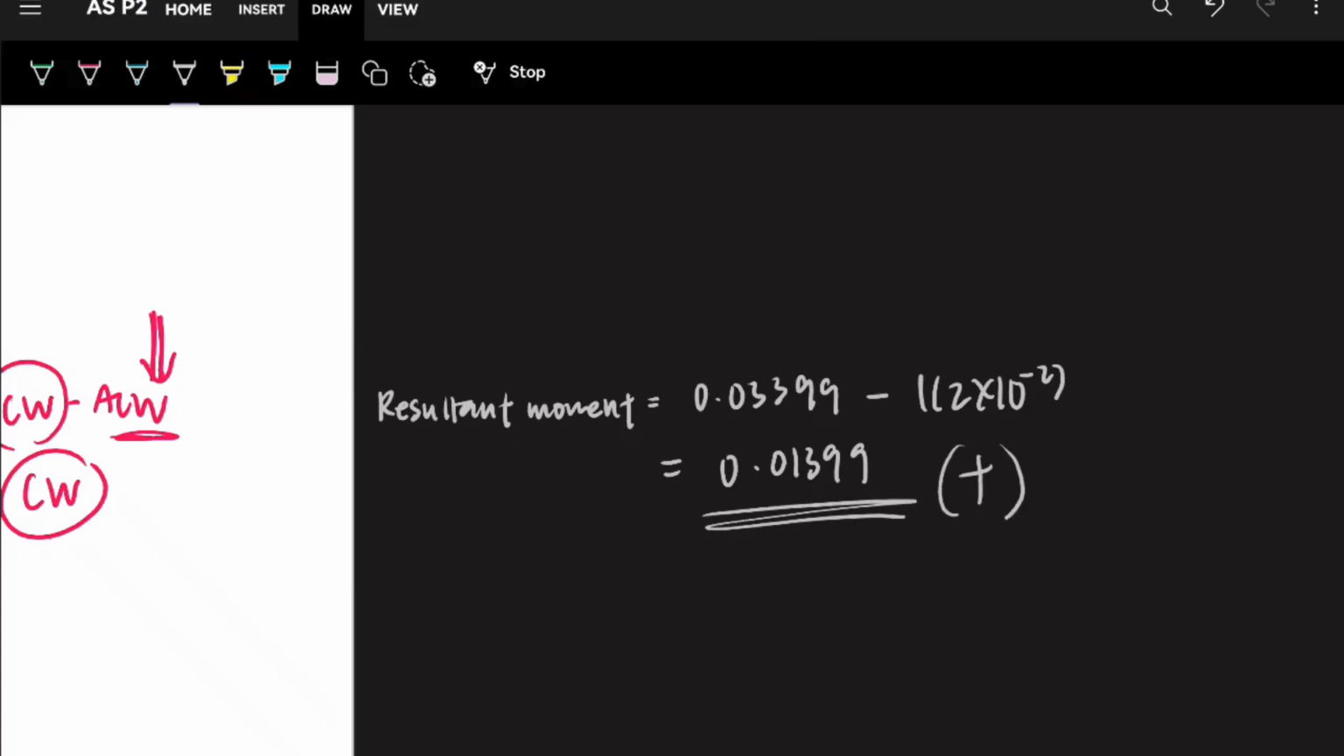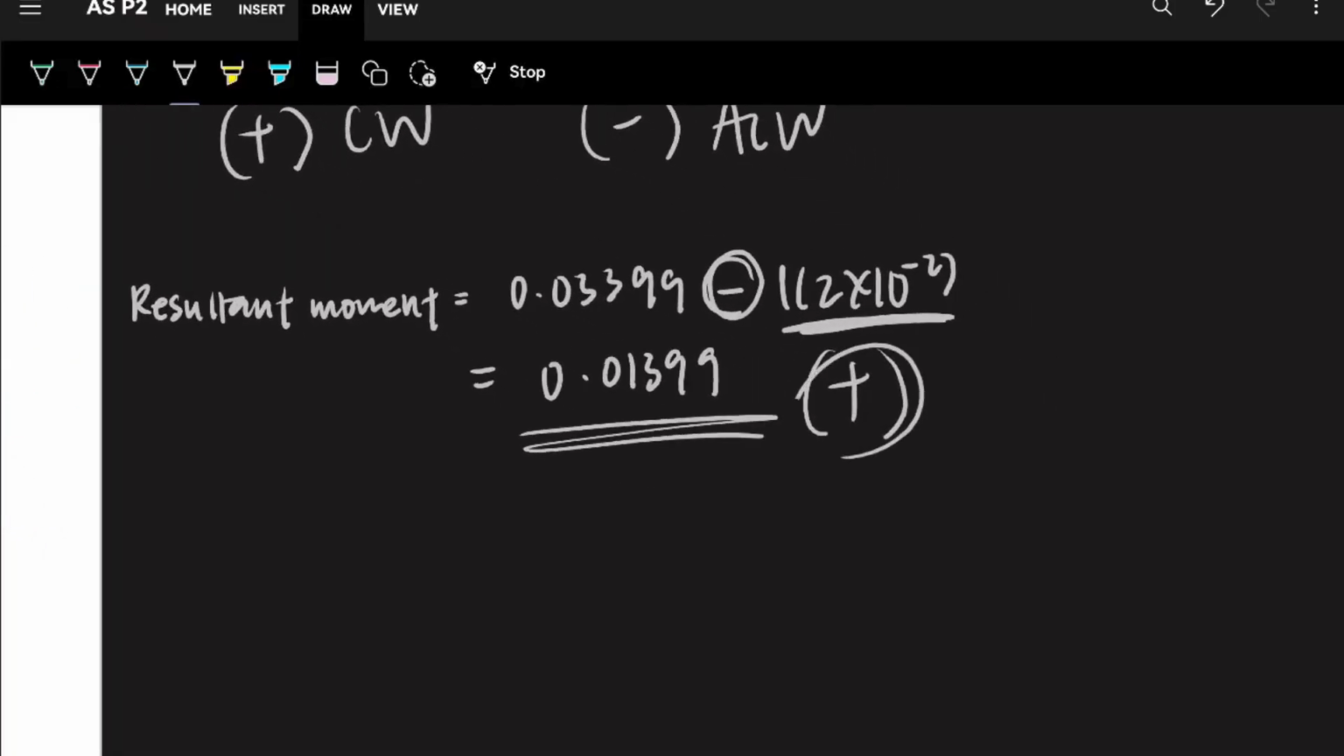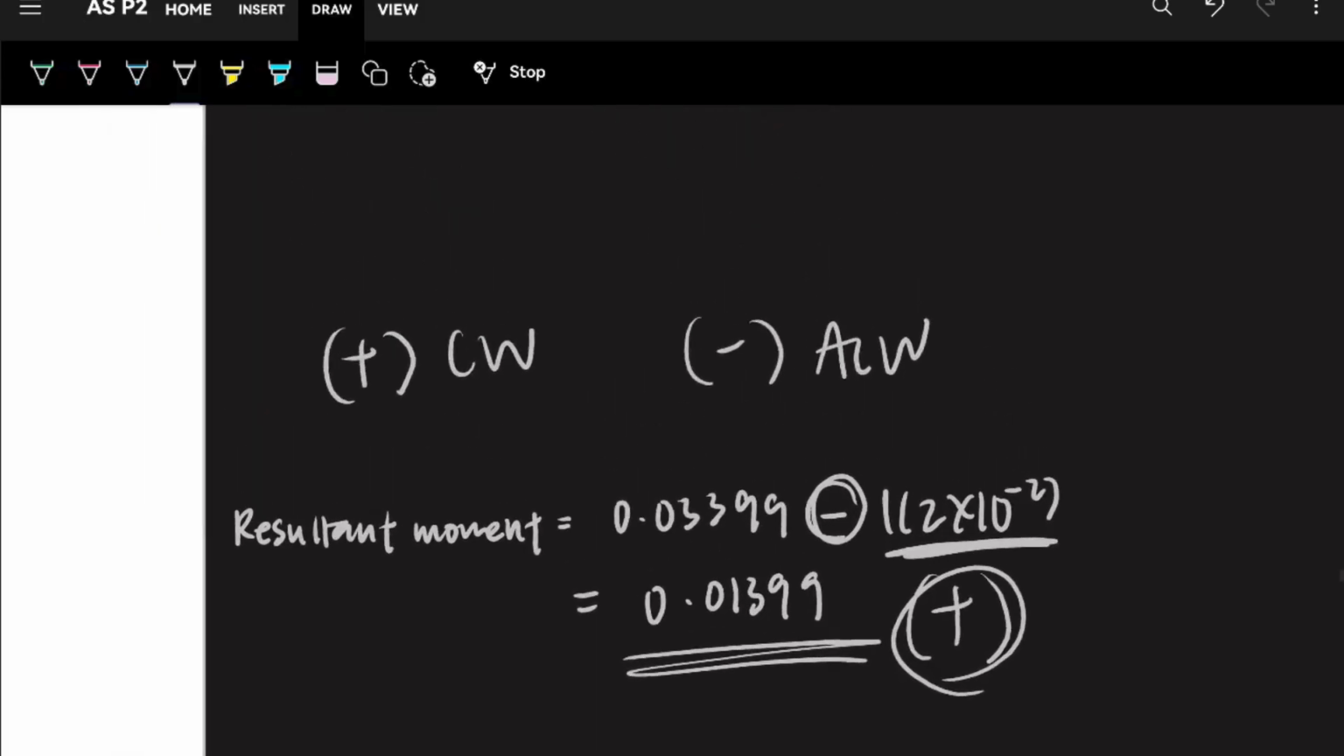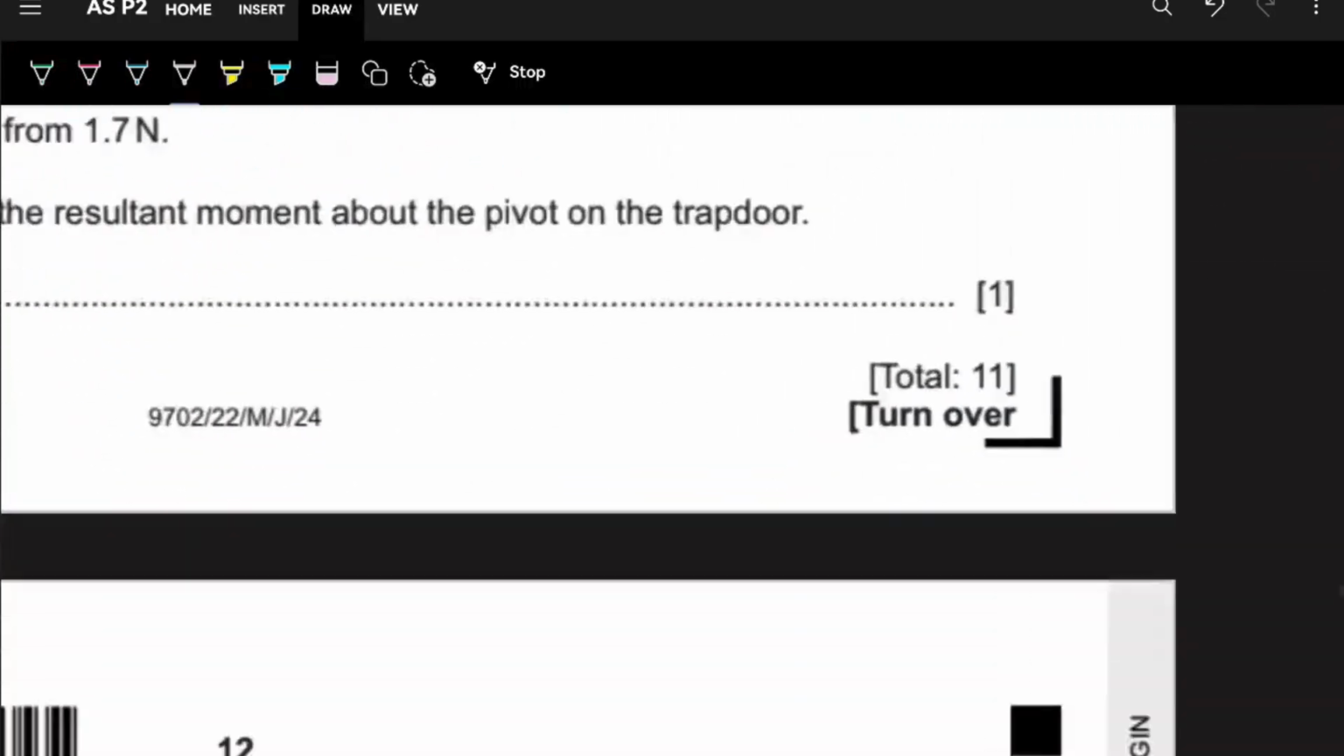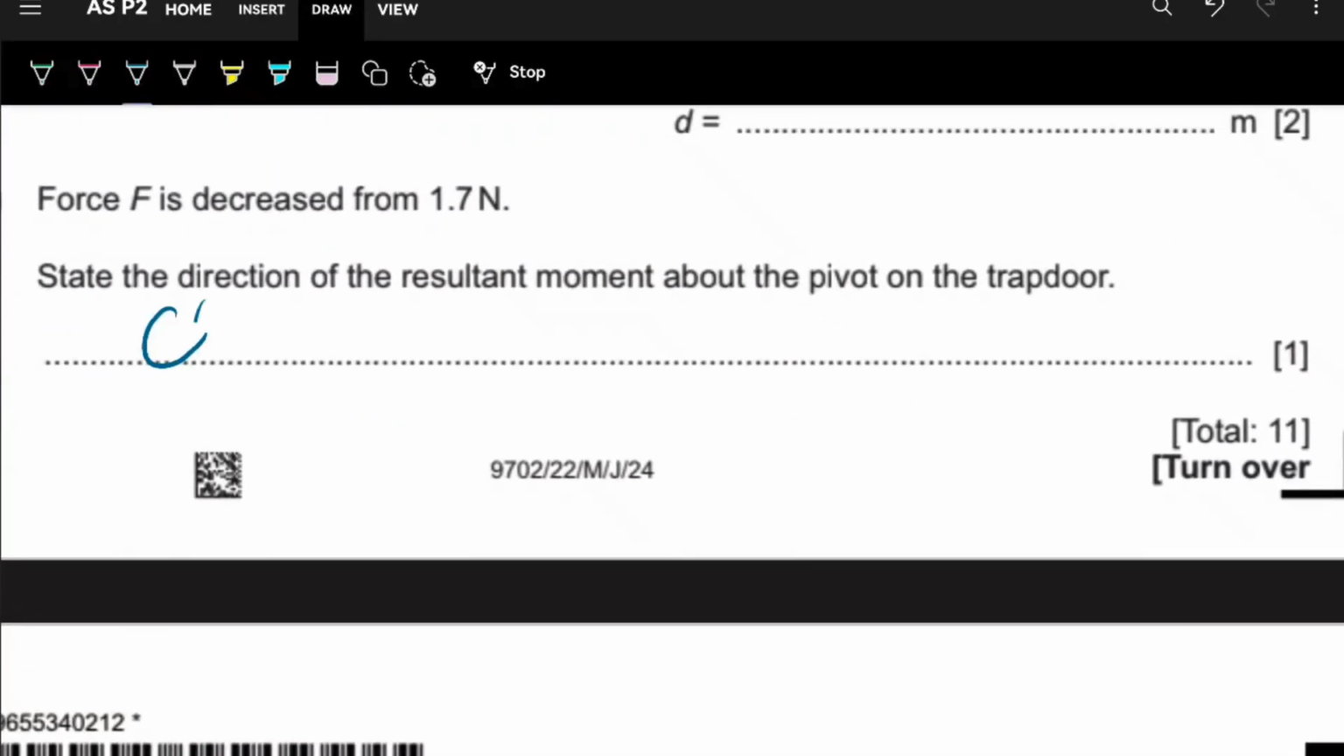This is a positive value. Earlier we already said positive is clockwise, negative is anti-clockwise. That is why there's a negative here, because this is anti-clockwise. But you can set it the other way around also. No problem, as long as you're consistent with it. So I got a positive value. What does this mean? It's going to be clockwise. So my answer will be clockwise. Do not put the exclamation mark in the exam.